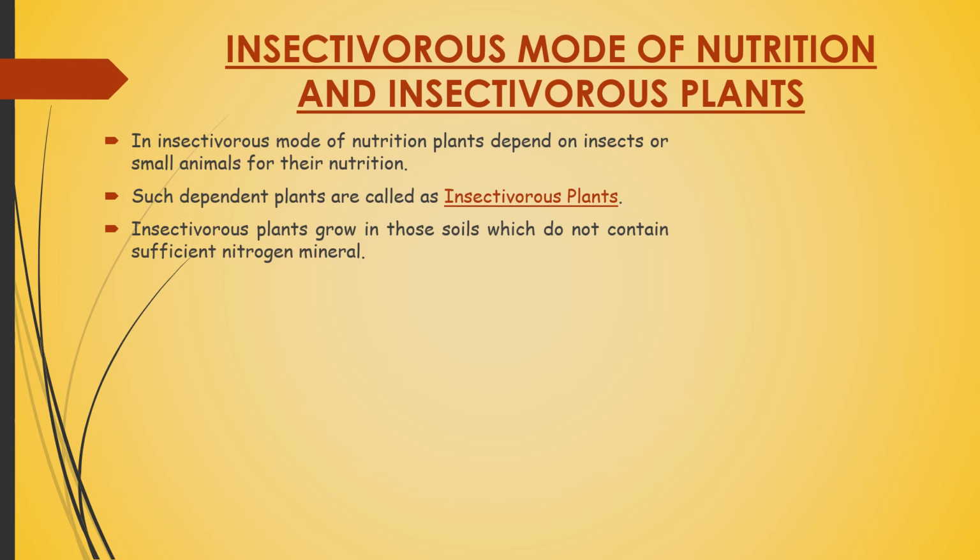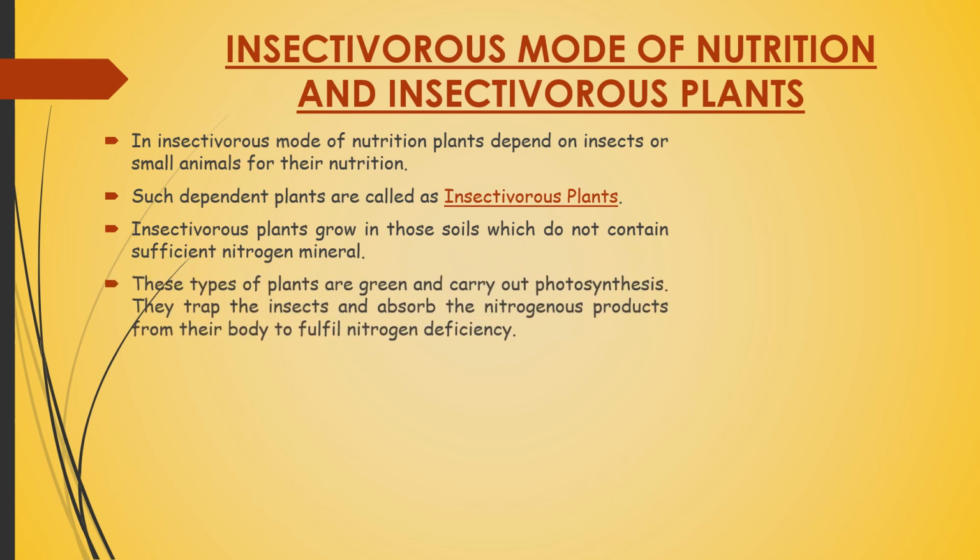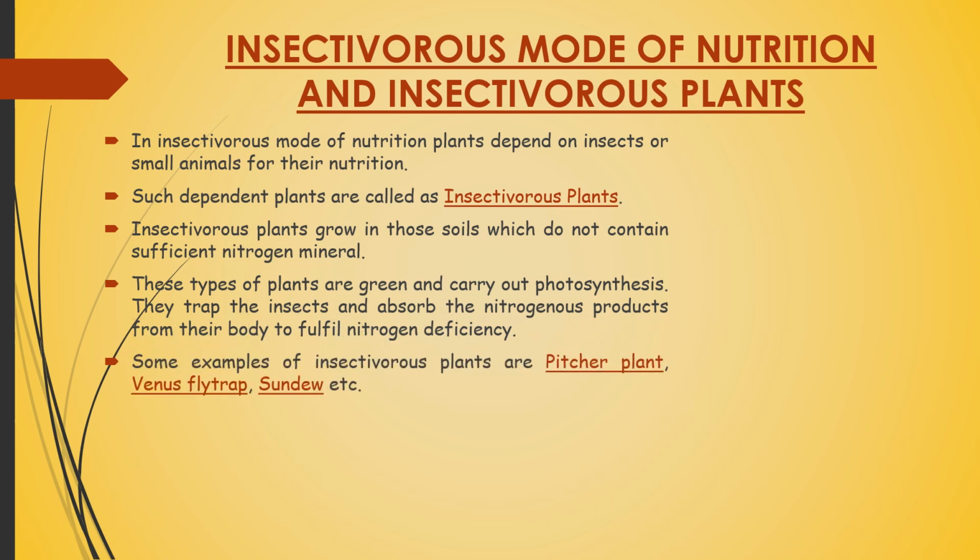As you know, plants absorb nitrogen in soluble form from the soil for their proper growth. Although these types of plants are green and carry out photosynthesis, yet they trap the insects and absorb the nitrogenous products from their body to fulfill nitrogen deficiency. Some examples of insectivorous plants are pitcher plant, Venus flytrap, sundew, etc.